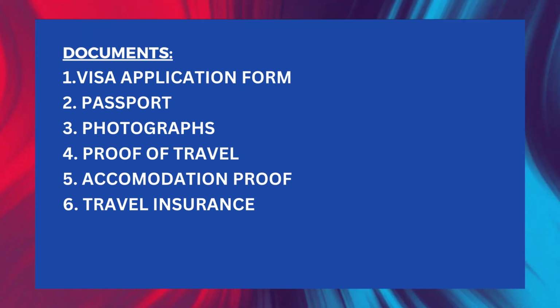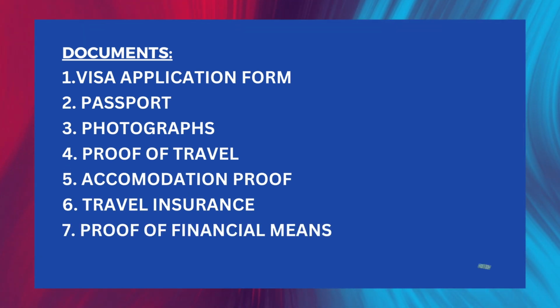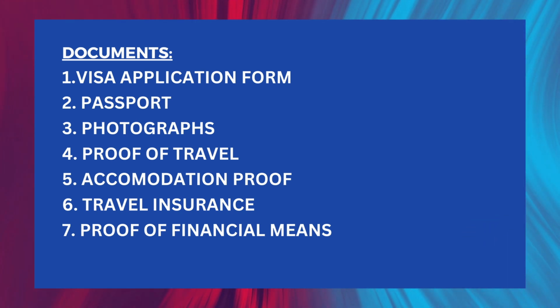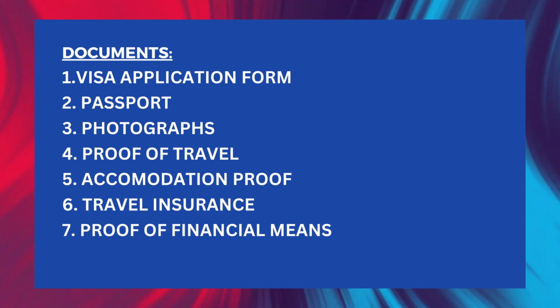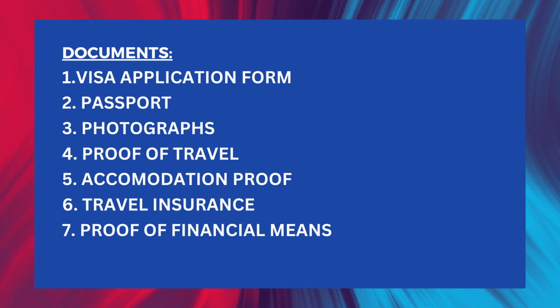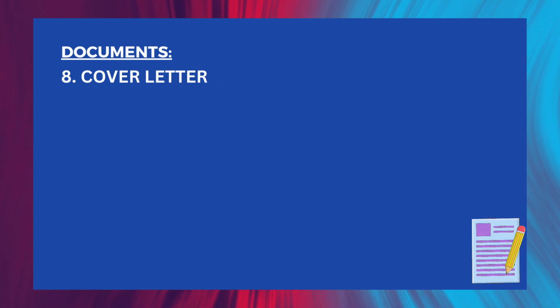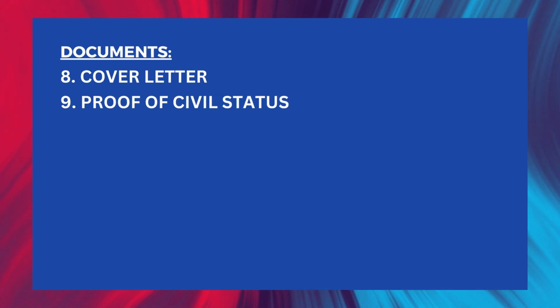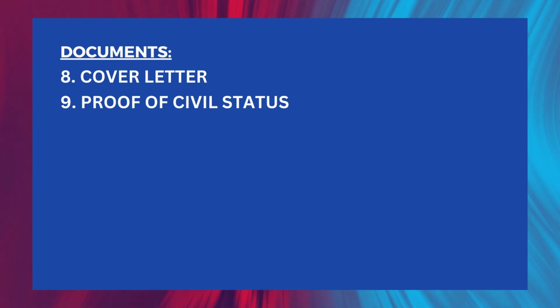The insurance must be valid for the entire Schengen area. Proof of financial means. You need to show that you have enough money to cover your stay. Typically, you should have at least 110 euros per day of your stay. Bank statements for the last 3 to 6 months work the best. Cover letter. Write a cover letter explaining the purpose of your visit, your travel plans, and how you plan to fund your trip. Proof of civil status. You might also need to submit documents like marriage certificate or birth certificate depending on your situation.